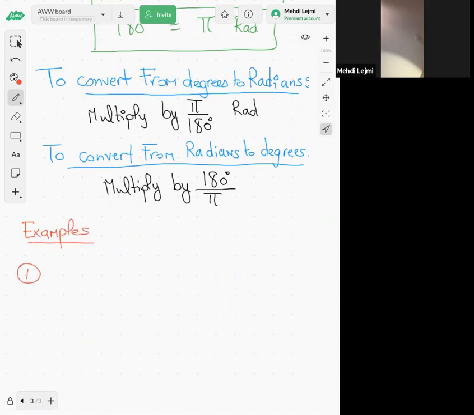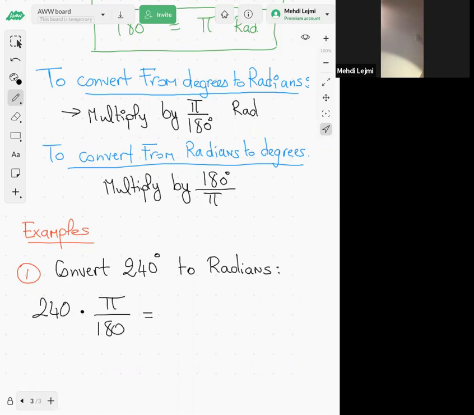Example. So first example, let's say you want to convert 240 degrees to radians. Okay. So to convert from degrees to radians, just multiply by pi over 180 radians, right? So you have 240 times pi over 180.